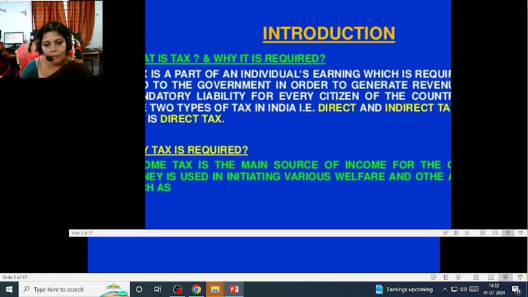And what do you mean by indirect tax? Indirect tax is the tax which is collected by one person, and another person will be paying the tax to the authorities. So directly the individual or the assessee will not be paying the tax to the government, but the mediator who is collecting on behalf of the individual will be paying the tax to the government.